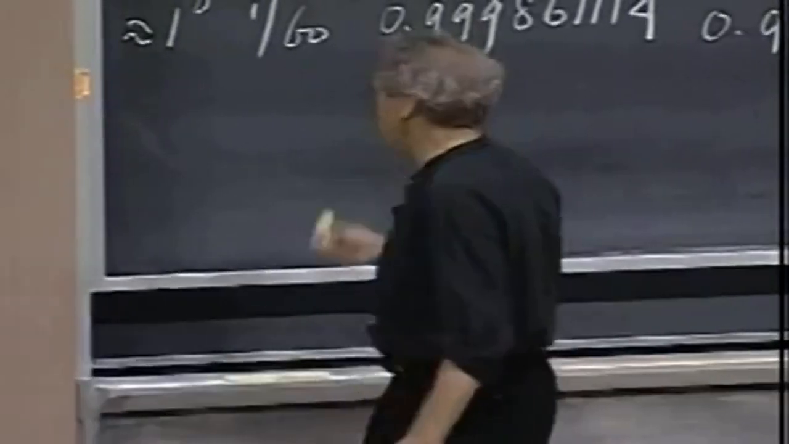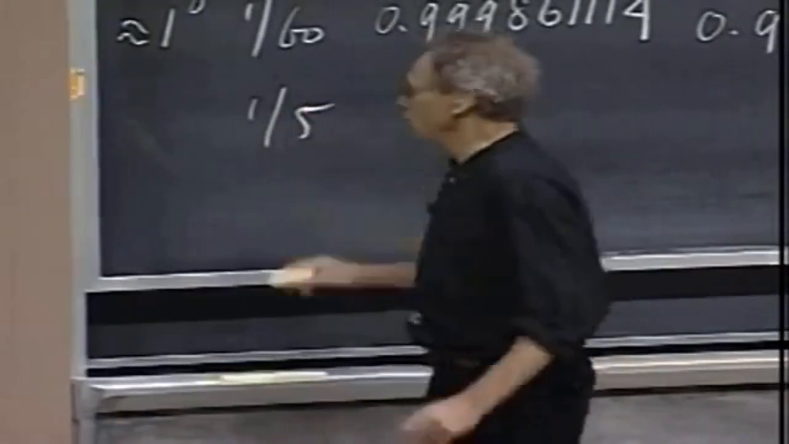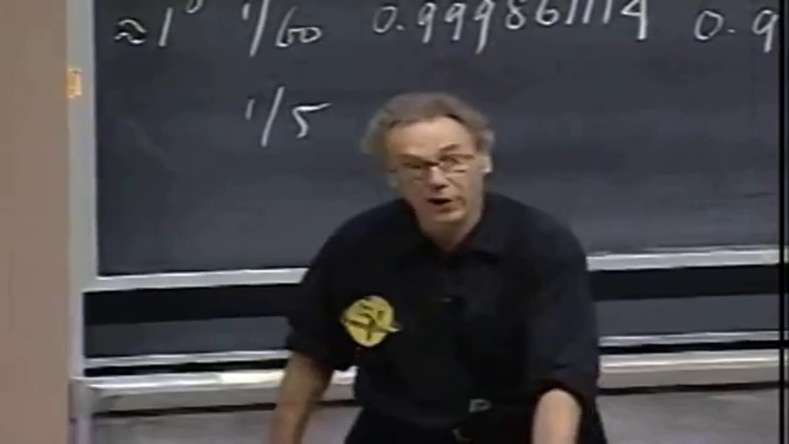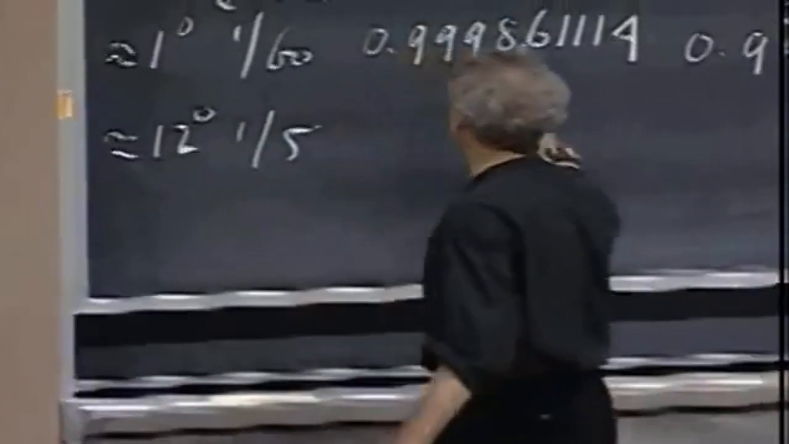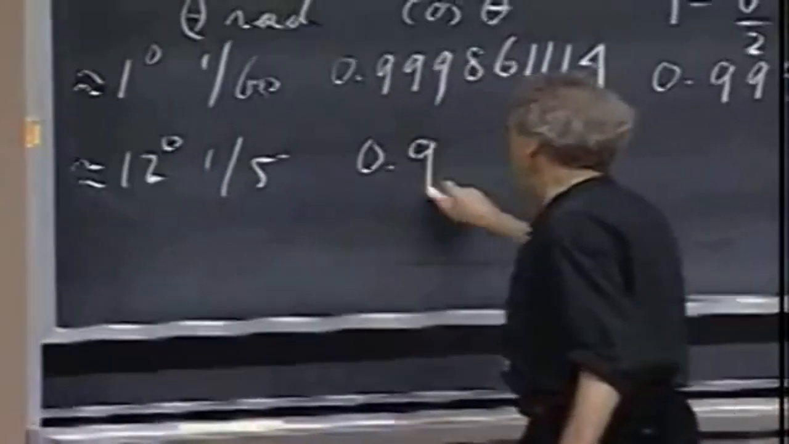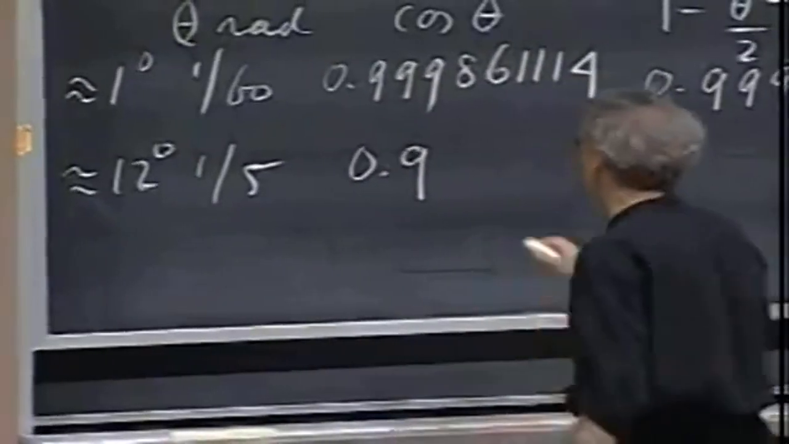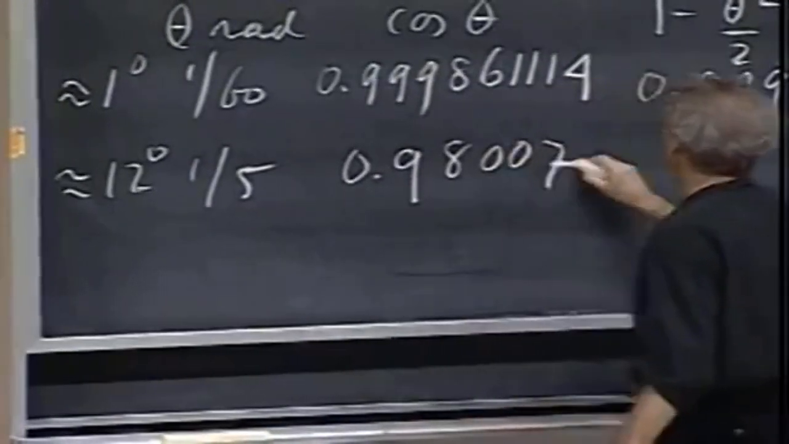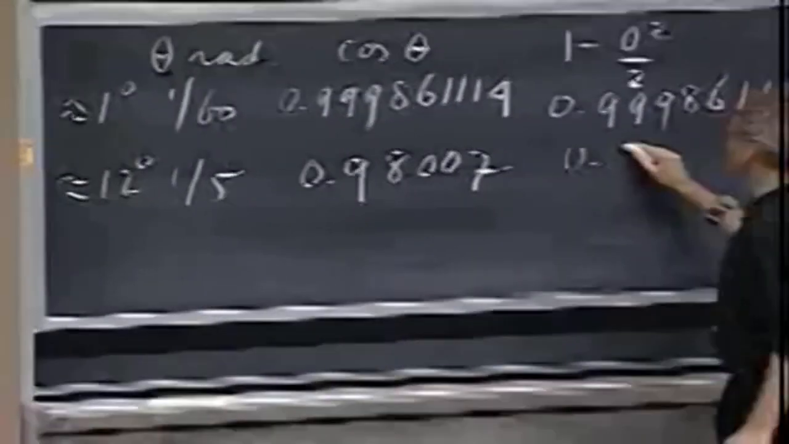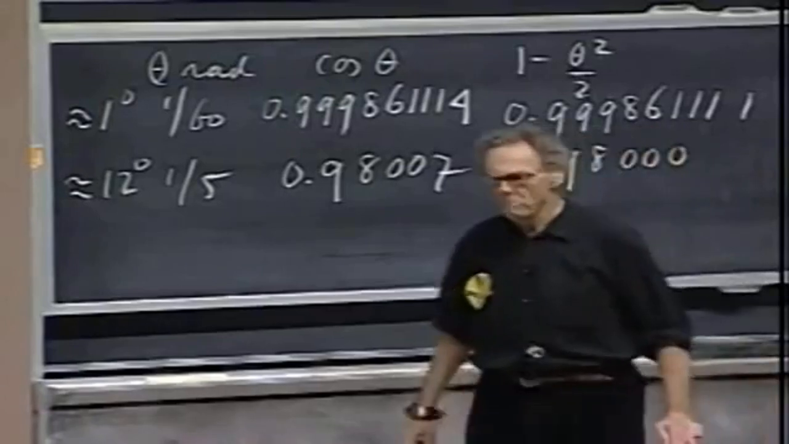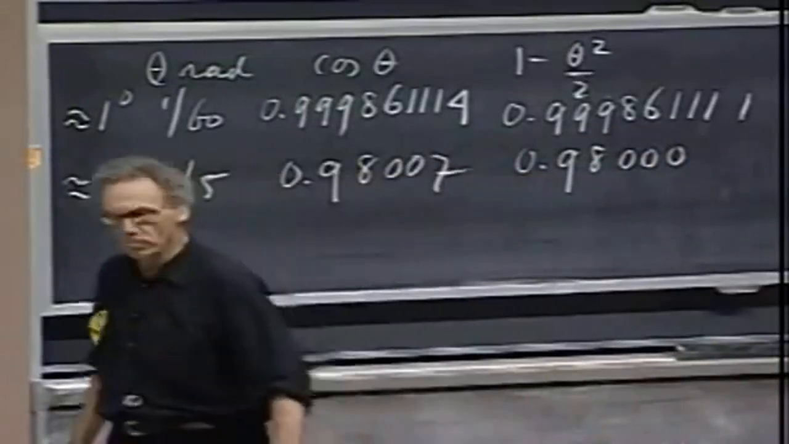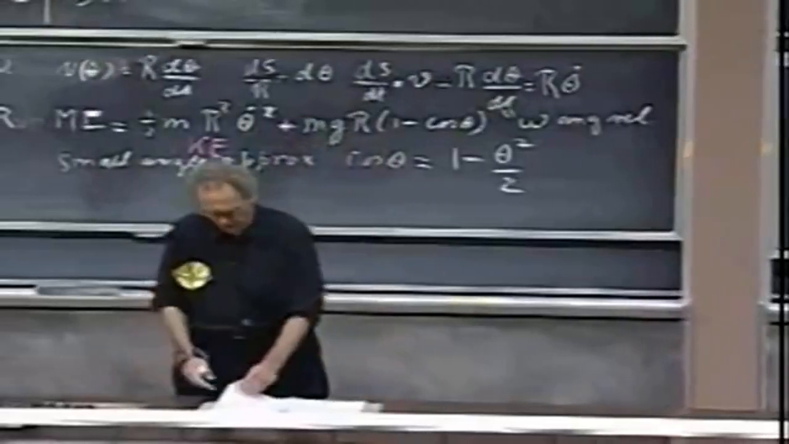Suppose now I go a little rougher, and I go to 1/5 of a radian, which is about 12 degrees. So this is very roughly 12 degrees. Then the cosine of theta equals 0.98007, and 1 minus theta squared over 2 equals 0.98000. So that still is amazingly close. That only differs by 7 parts in 100,000. So the difference is less than 1/100th of a percent.